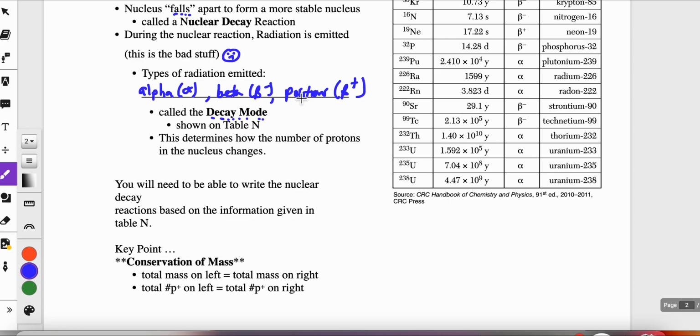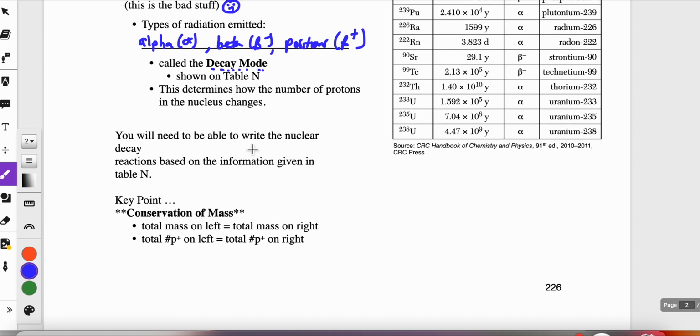And when we know the type of decay mode that is emitted or sent out of the nucleus, then we can determine the new number of protons in the nucleus. So you will have to be able to write a nuclear decay mode based on Table N information. The big idea to do this successfully is the conservation of mass. The total mass that you see on the left needs to equal the total mass on the right. The total number of protons on the left, you should have the same proton count on the right.